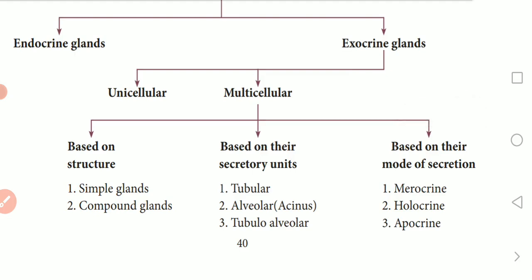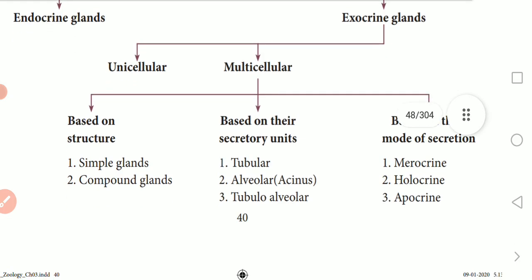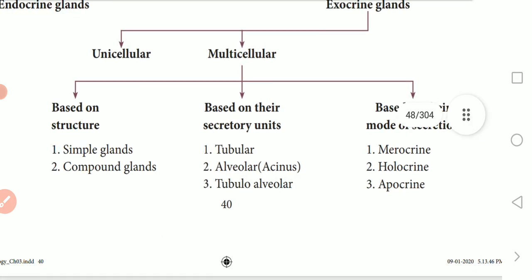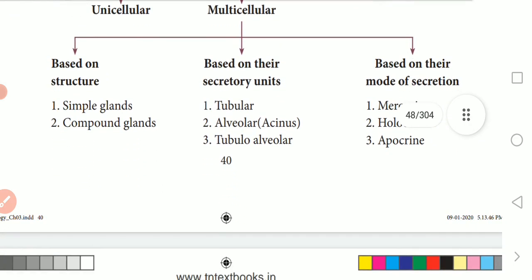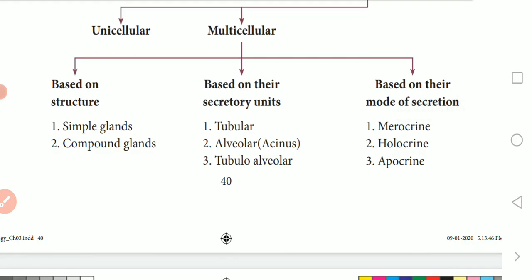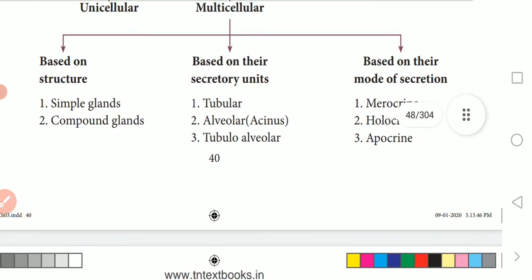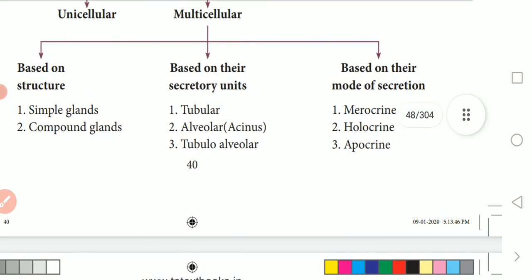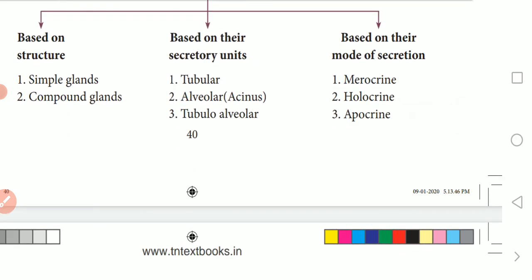For example, salivary glands. On the basis of the mode of pouring of their secretions, glands are divided into two categories, namely endocrine and exocrine glands. Let us see exocrine glands. They secrete mucus, saliva, earwax, oil, milk, digestive enzymes and other cell products.